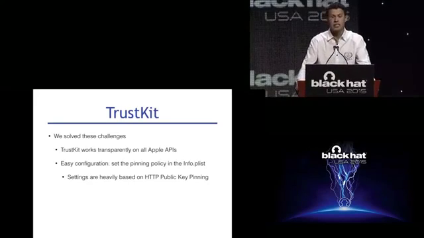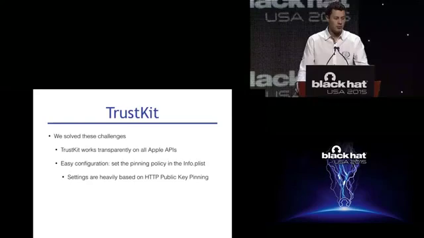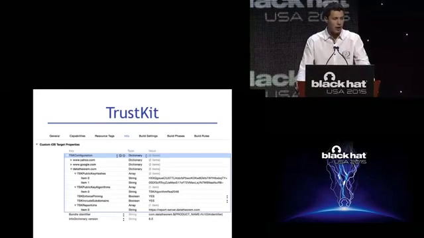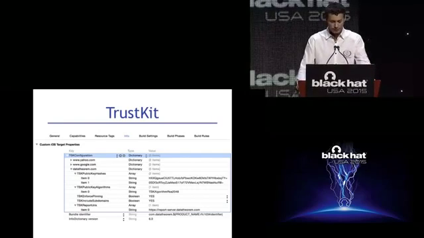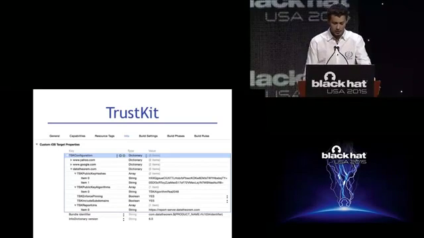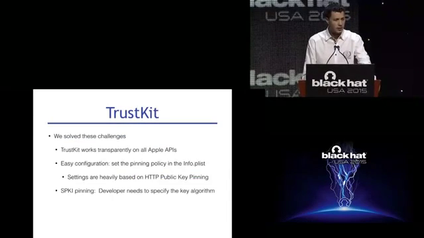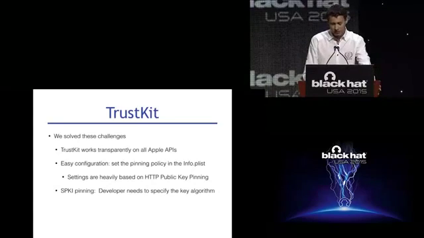Then the other thing is it's very easy to deploy. You just set your pinning policy in the app's manifest. So that's how it looks in Xcode. You just put the domains you want to pin, your SPKI hashes, some other settings. And it's all heavily based on HTTP public key pinning, which is a specification for browsers. So we've kind of done the same thing, but on iOS. So you have all these settings, and once you've put that in the manifest, you're done. So that's pretty easy.